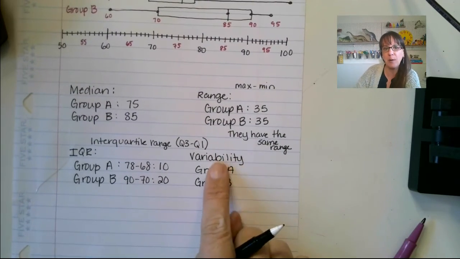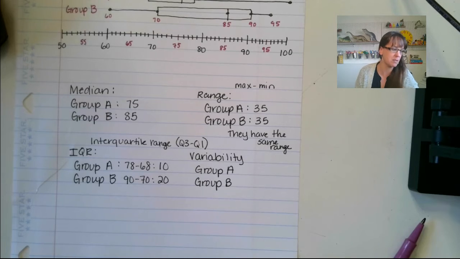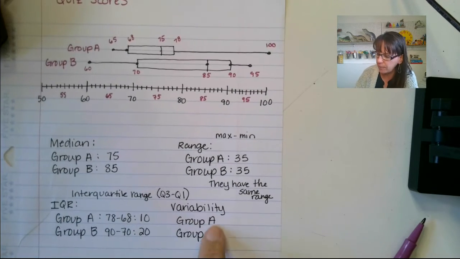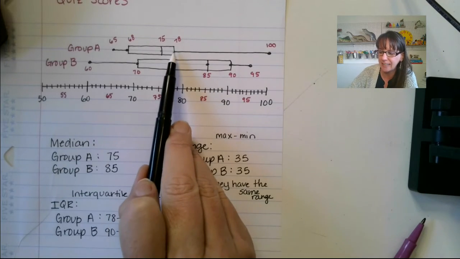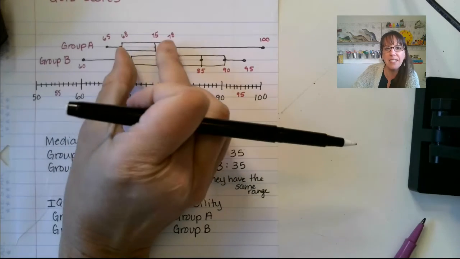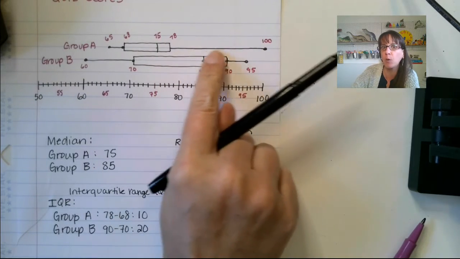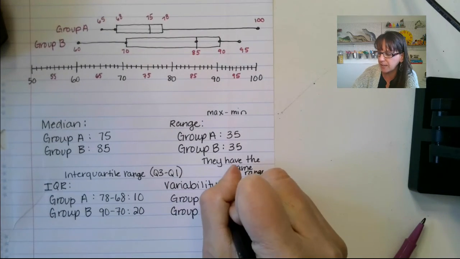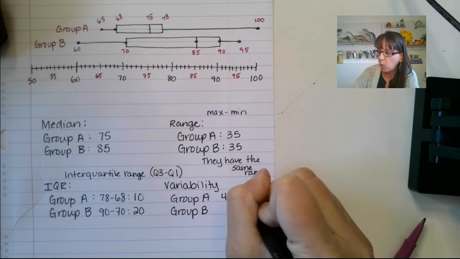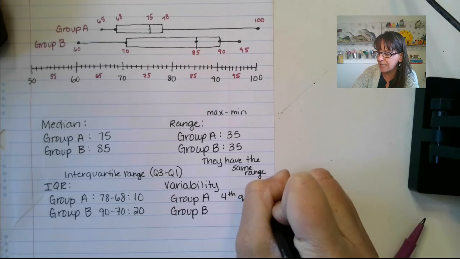All right, the last part of this is variability, and that's kind of what I was just mentioning. So if we look at group A, it doesn't vary much at the first part, but in the fourth quartile it does. So we say in the fourth quartile, not quadrant, quartile, it does.